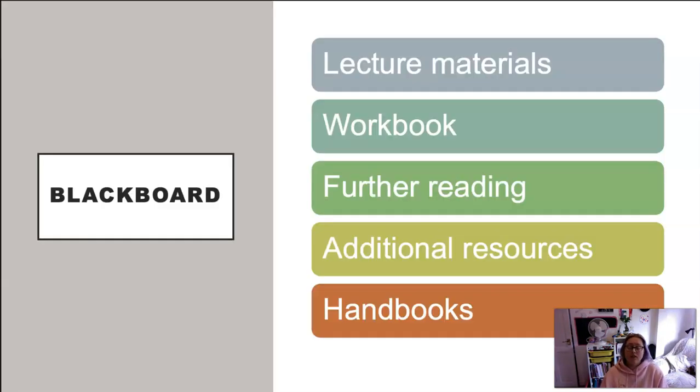Obviously, there's lots and lots of key things on Blackboard. We've got our lecture materials, workbooks, further reading, additional resources and handbooks. We've also got the addition of our Teams page. We've also got our OneNote notebook, which again will have copies of all the lecture materials, workbooks, tasks and things for you to be working through.